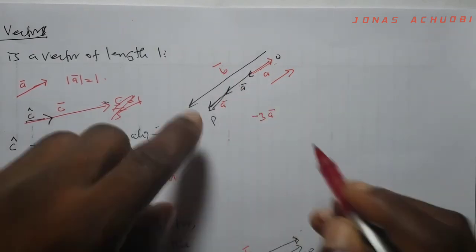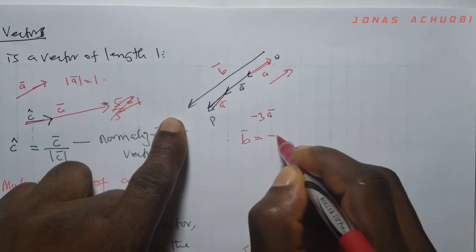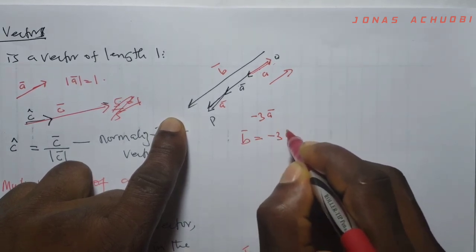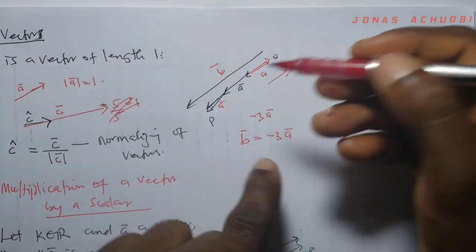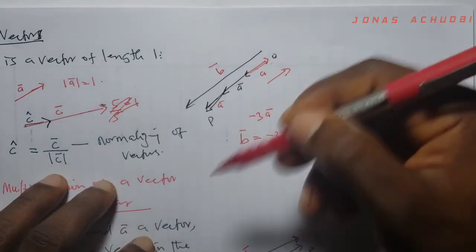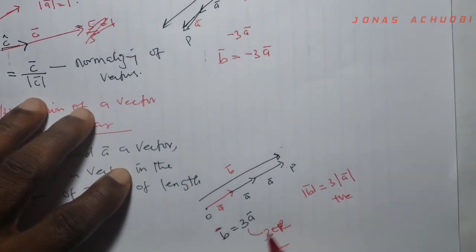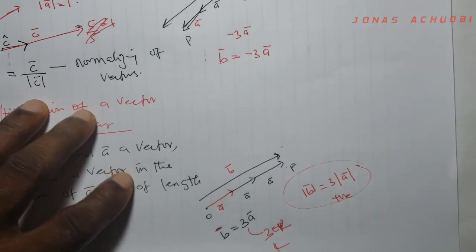So my vector B from O to P, vector B is equal to what? Negative 3 times what? Vector A. Why negative 3? Because this time around the vectors are in the exact opposite direction as vector A. But do not forget, they are collinear vectors. That's why this is coming up. They are collinear vectors or parallel vectors, which I have discussed earlier.